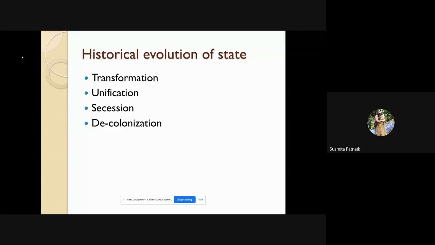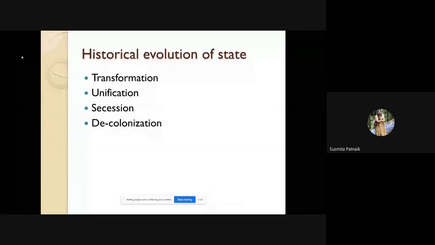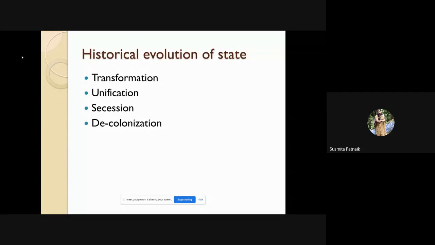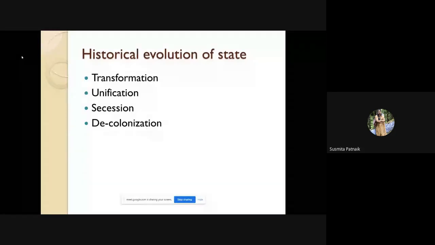So now the next slide. In the historical process we have to go through four processes. One is called transformation. The total political system has been transferred from one to another. Unification is the merging of different states into one state. Secession is dividing a whole nation into different parts. And the next one is decolonization, the splitting of the colony, otherwise called anti-colonization.